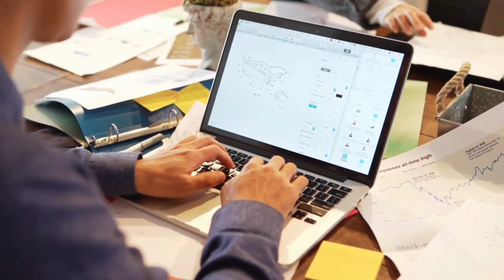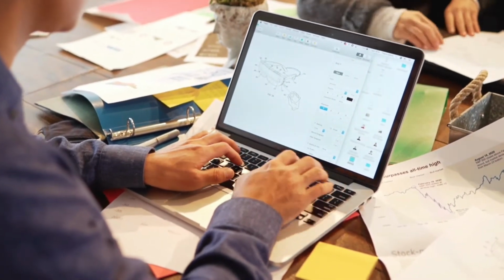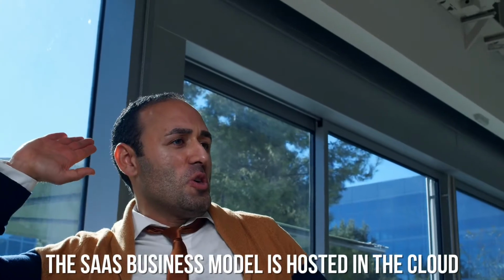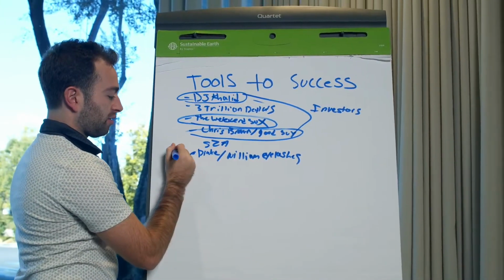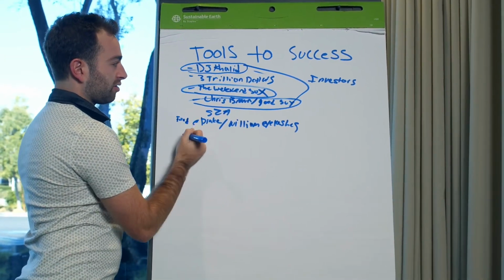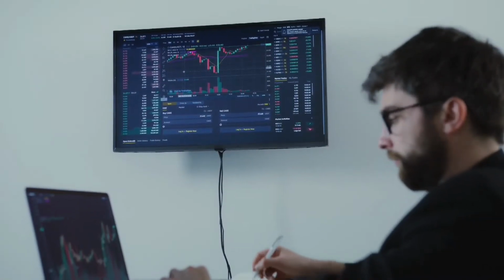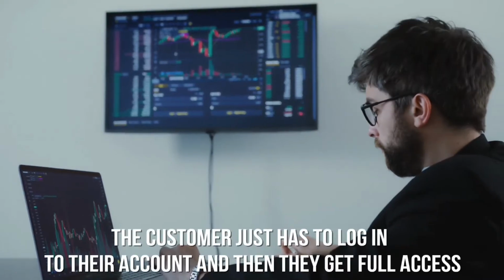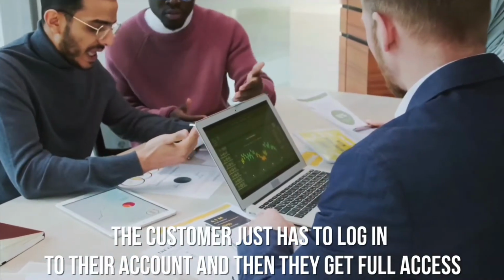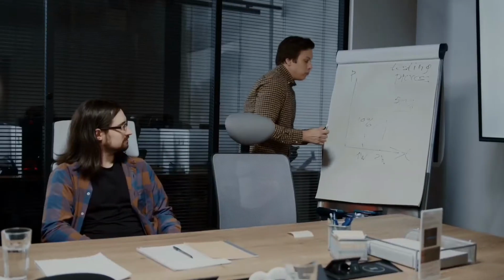The main difference between SaaS businesses and software companies is that the SaaS business model is hosted in the cloud. Basically, this gets rid of the need for an end-user license to activate the software and any infrastructure to host the software. Instead, the SaaS company hosts its membership. The customer just has to log into their account and then they get full access. As you can imagine, the service is incredibly attractive.